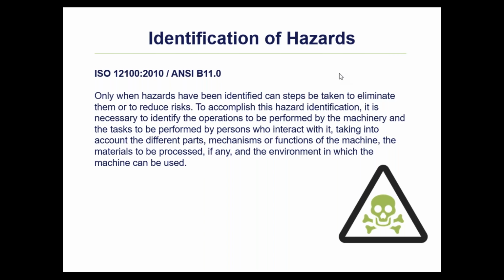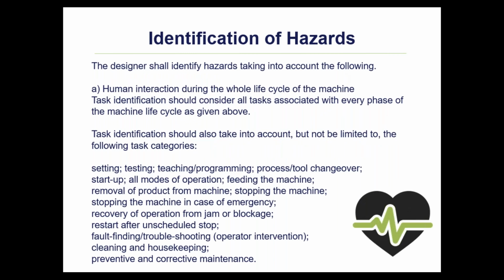So also, the designer should identify the hazards, taking into account the following: the human interaction during the whole life cycle of the machine. Task identification should consider all the tasks associated with every phase of the machine life cycle as given above. Task identification should take also into account, but not be limited to, the following category tasks. When you're setting the equipment, testing, teaching, programming, process tools changeover, startup, all modes of operation, feeding the machine, removal of the product from the machine, stopping the machine in case of emergency, very important, recovery of the operation from jam or blockage, restart after an unscheduled stop, fault finding, troubleshooting, okay, that's the interaction between the operator and the machine, cleaning and housekeeping, preventive and corrective maintenance.